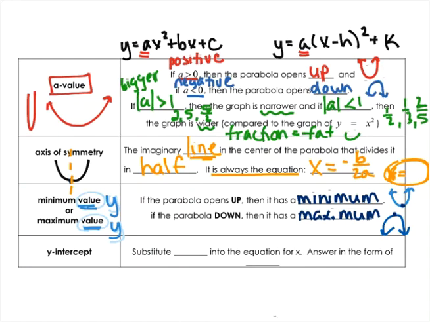Alright, last thing we're going to look at here is the y-intercept. The y-intercept is where it crosses the y-axis. So, the way you're going to do this, you think about a graph, the y-axis, any point on the y-axis, what's true about the x value? The x value is 0. So, you're going to substitute 0 into the equation for x, and then you're going to answer it in the form of x is 0, and then whatever you got for y.